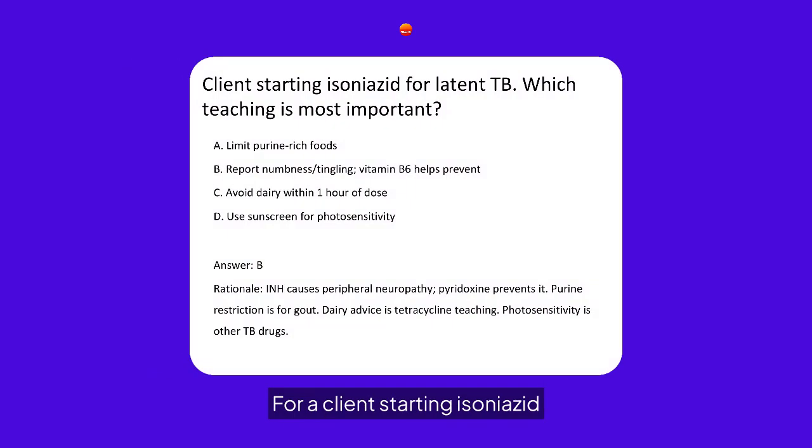For a client starting isoniazid for latent TB, the most important teaching is to report numbness or tingling, as vitamin B6 helps prevent peripheral neuropathy. This side effect is a known risk of INH therapy.